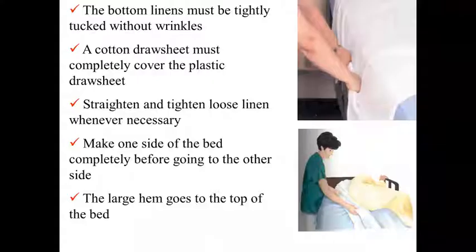The bottom linens must be tightly tucked without wrinkles. A cotton draw sheet must completely cover the plastic draw sheet. Straighten and tighten loose linen whenever necessary. Make one side of the bed completely before going to the other side. The large hem goes to the top of the bed.